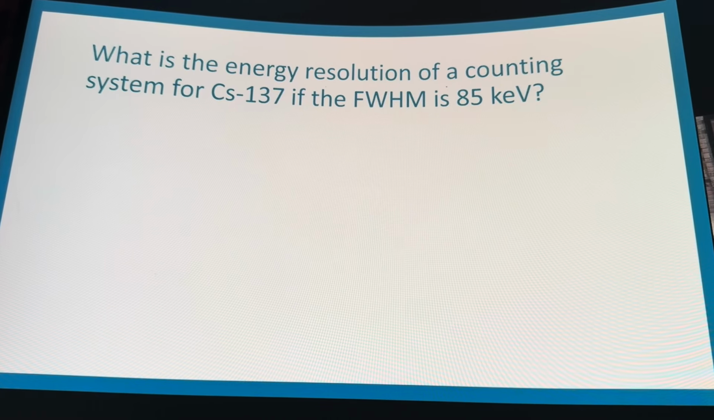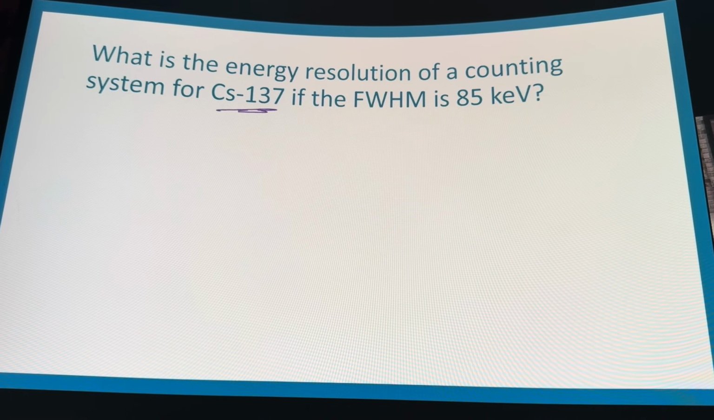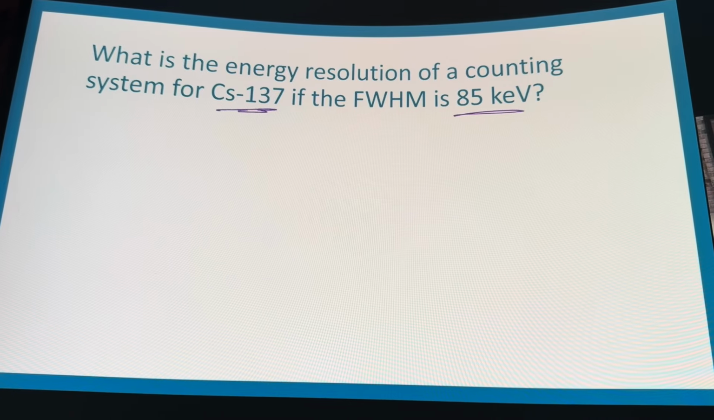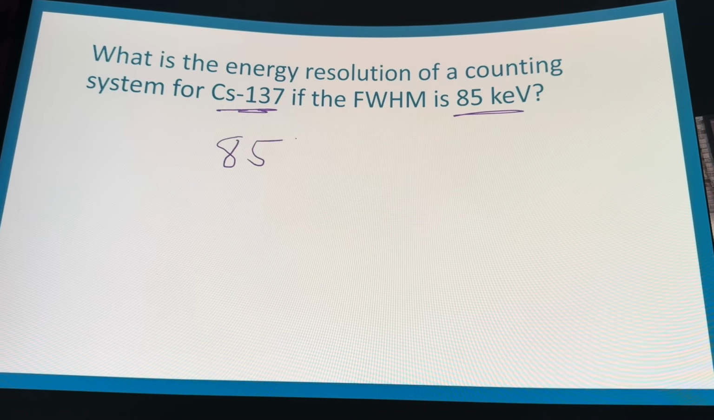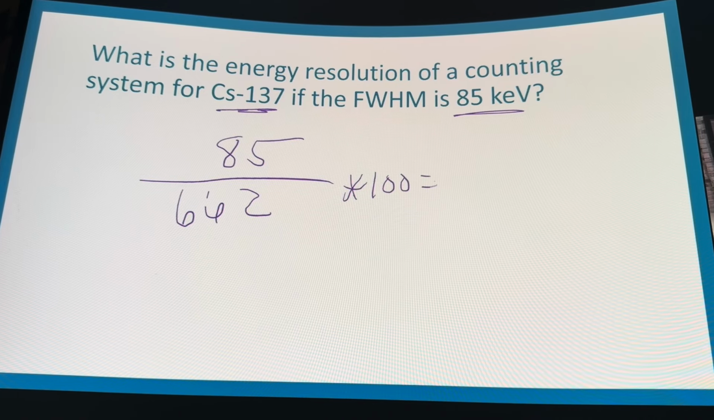What is the energy resolution of a counting system for cesium-137? The full width half max is 85. So I'll take my 85 divided by 662, which is the energy of cesium-137, times that by 100, it gives me 13%.